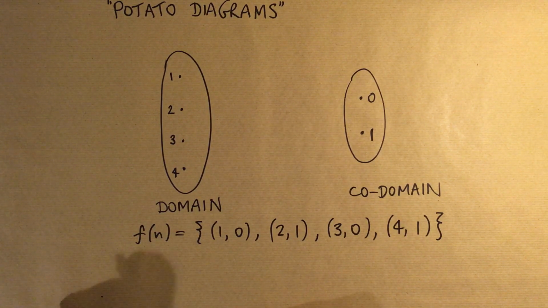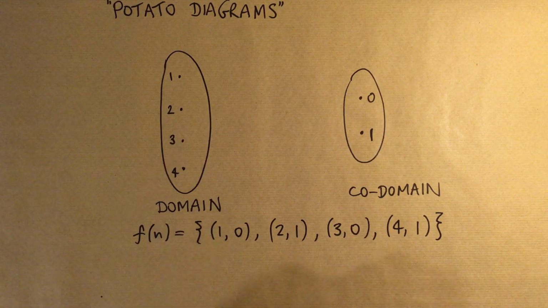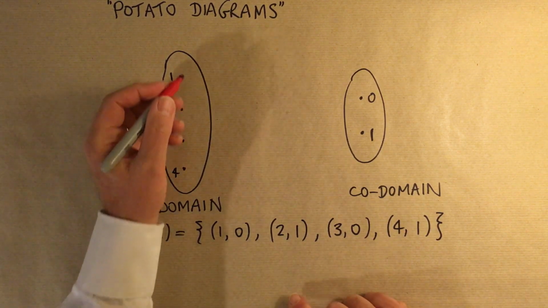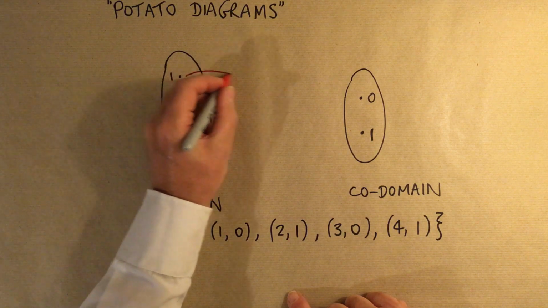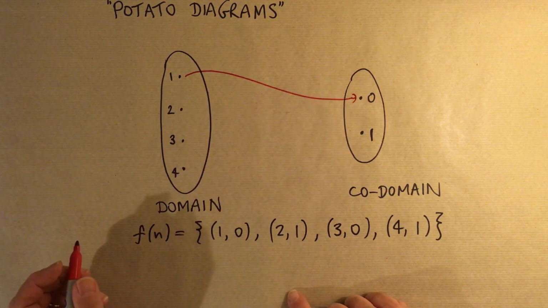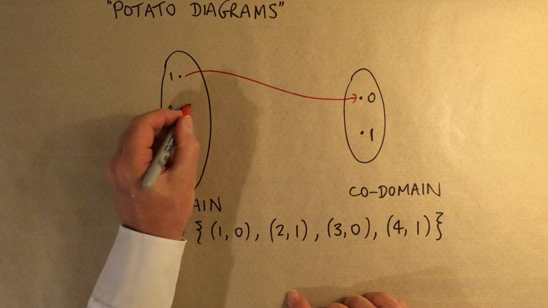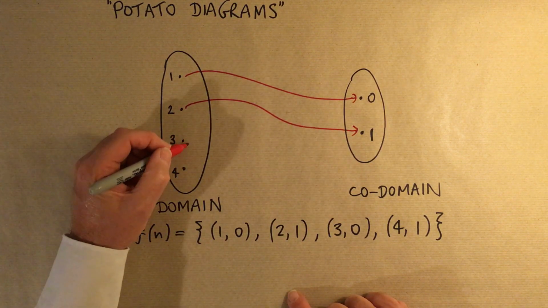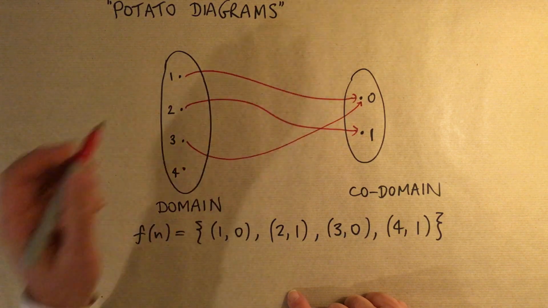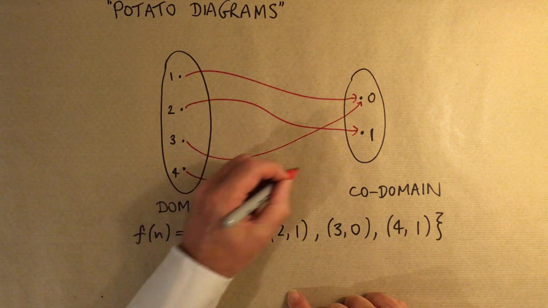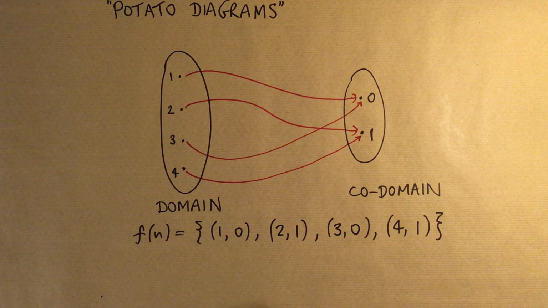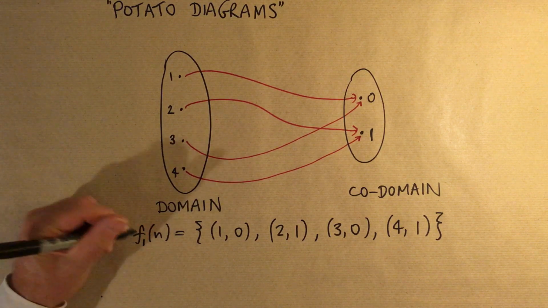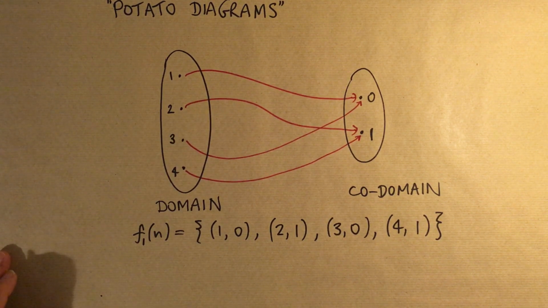Great, so let's actually draw this function. Use a different colour for this. So 1 maps onto 0, so that goes like that. 2, that maps onto 1. 3 maps onto 0, that's fine. And 4 maps onto 1. So that's the full potato diagram for this particular function. Let's call it f1 because I'm going to do a different function now for you.